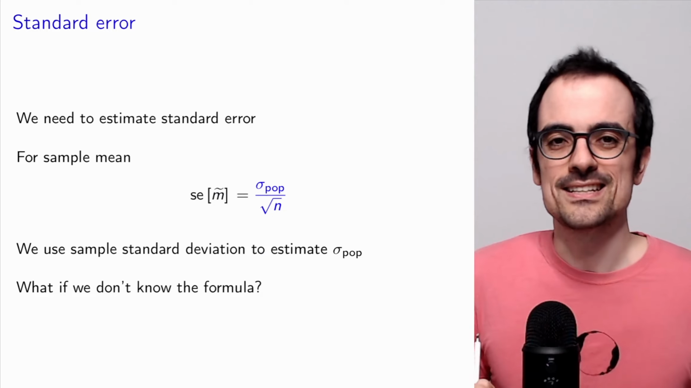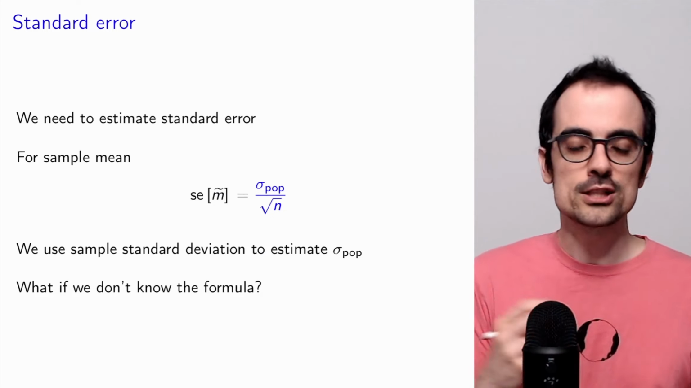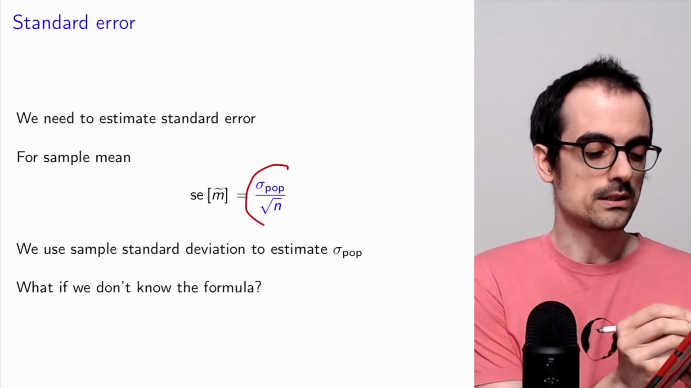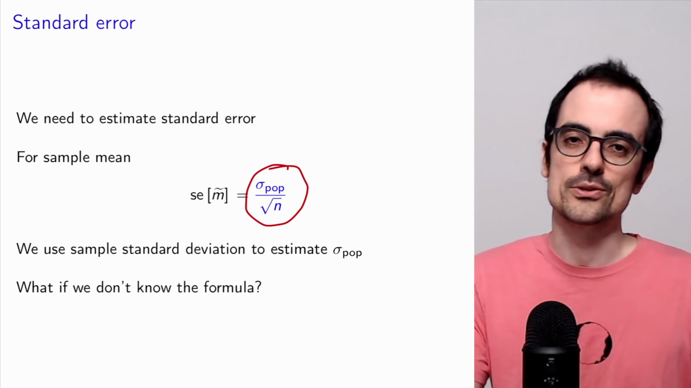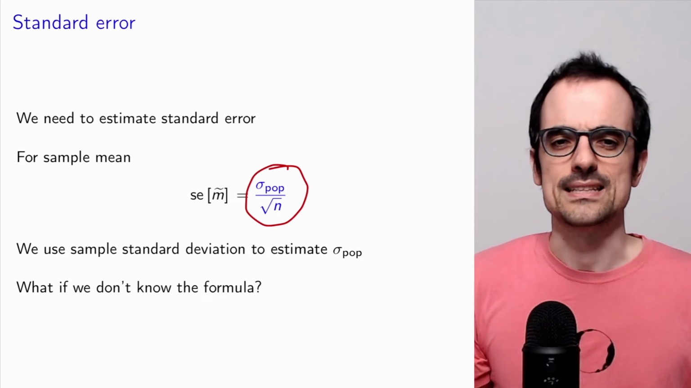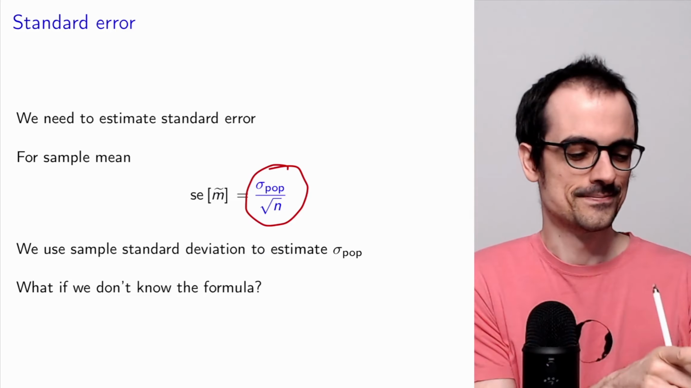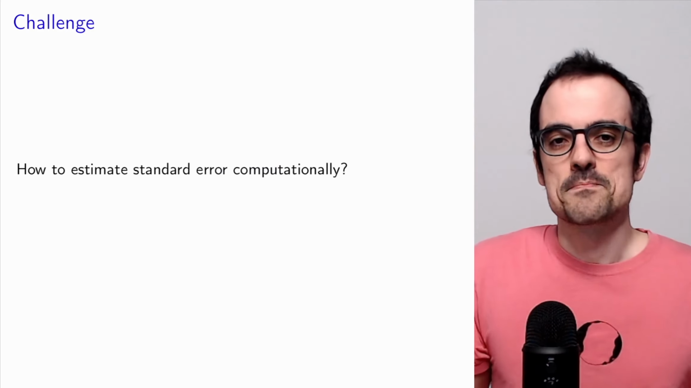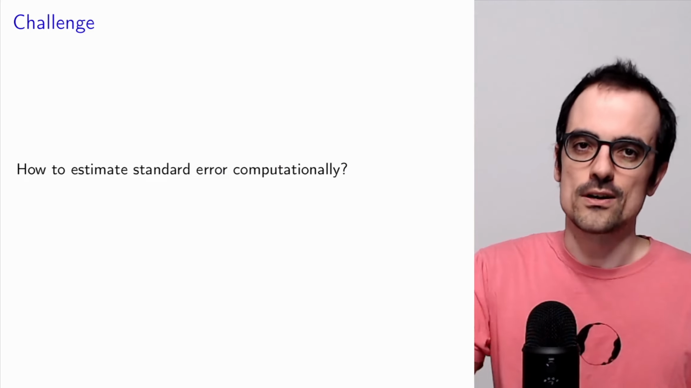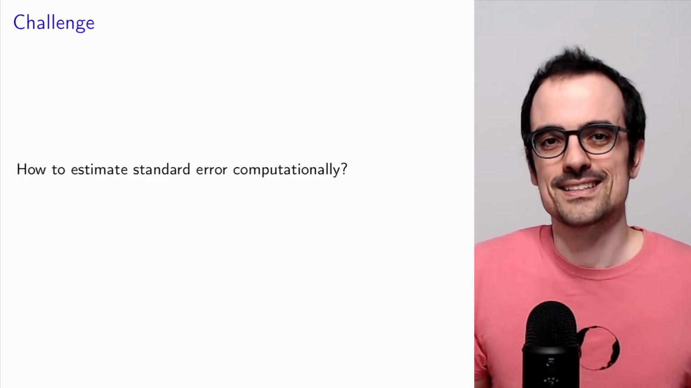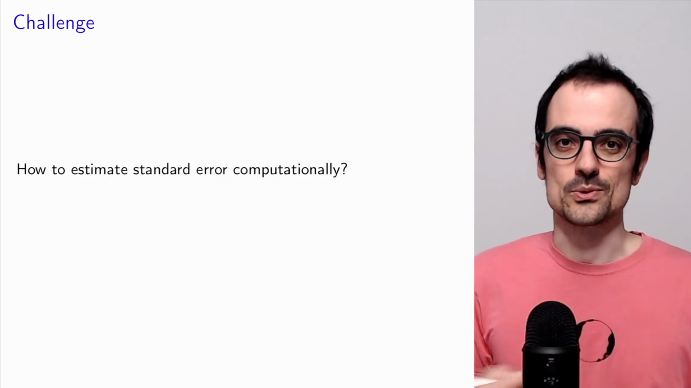Now, imagine that you have an estimator for which you're not lucky enough or smart enough to have derived a formula for the standard error that enables you to estimate it from the data. What can you do? How can we estimate the standard error computationally without the need of such formulas? This is what the Bootstrap is going to allow us to do.